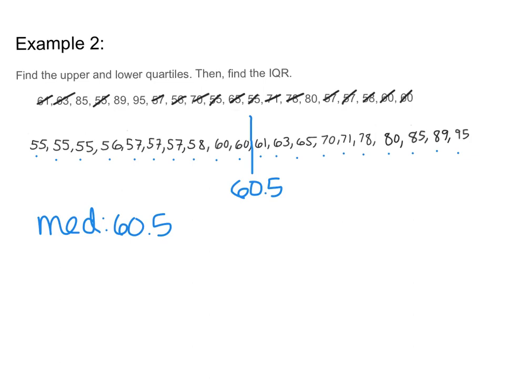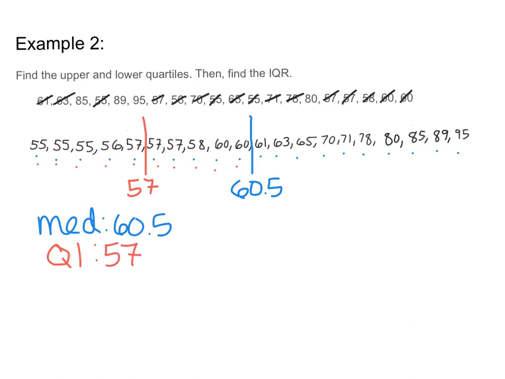Now I want to find my lower quartile. So I'm going to switch to a different color just to help us follow. And so if there's 10 in the bottom section, then I know that when I divide it in half, I'm going to have 5 and 5. 1, 2, 3, 4, 5. 1, 2, 3, 4, 5. It worked. So halfway between 57 and 57, well, that's 57. So the lower quartile, or quartile 1, is 57.